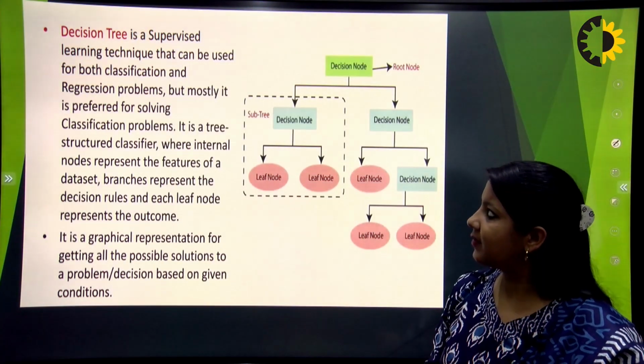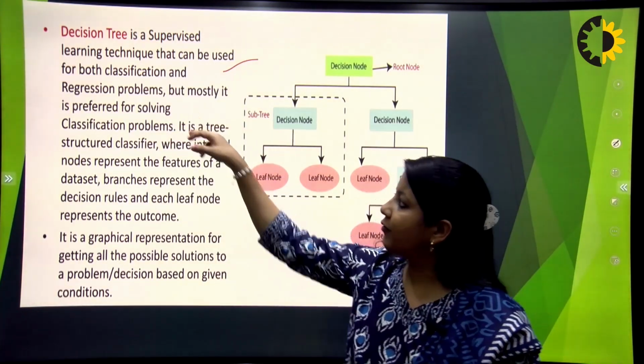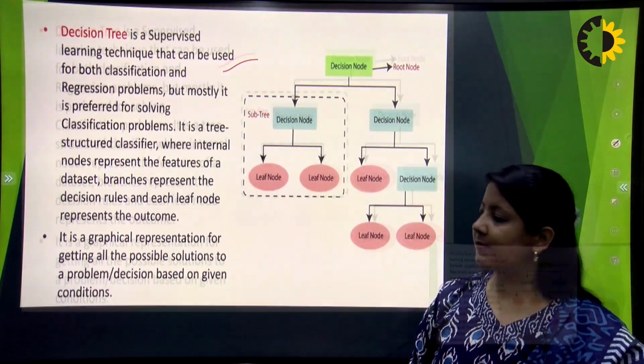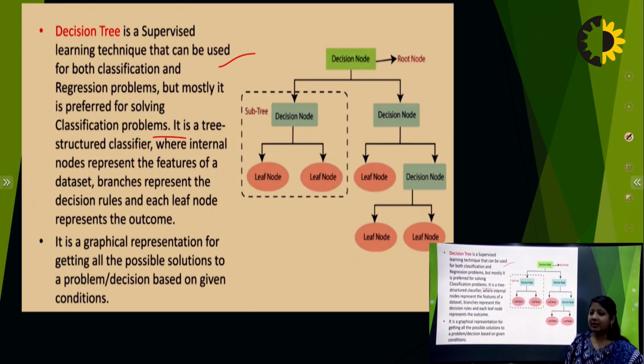So we can say a decision tree is a supervised machine learning technique that can be used for both classification and regression problems, but mostly it is preferred for classification problems. So we already know what is supervised learning. Supervised means our data set has been labeled, and we already know the class labels, so that we can easily find out the label, the category of the data, and then we can use the classification technique.